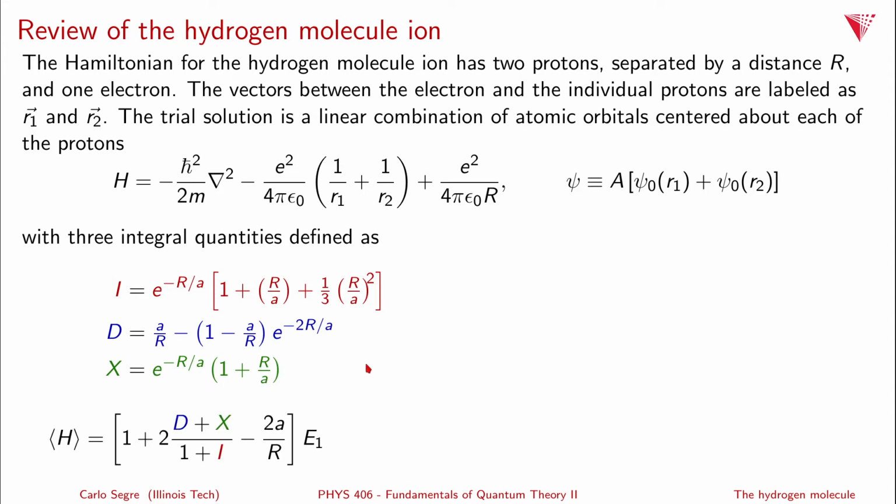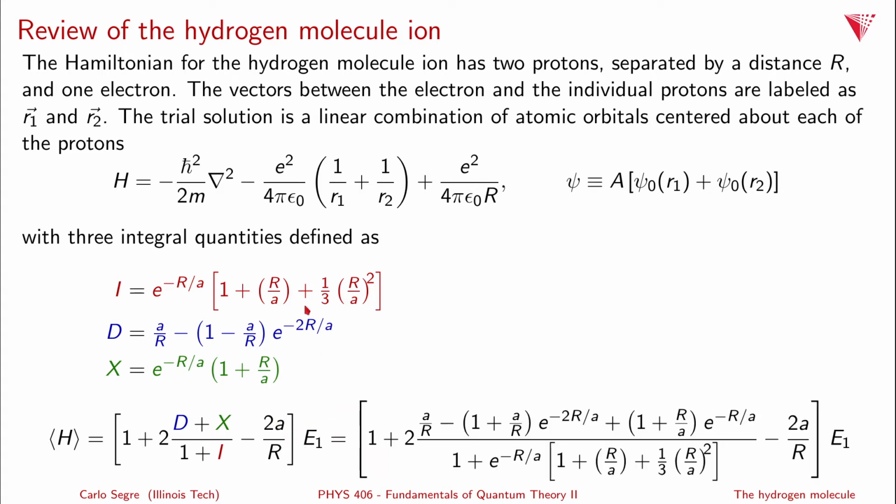The total expectation value of the Hamiltonian was then given in terms of these three integrals as 1 plus 2 times the direct integral plus the exchange integral divided by 1 plus the overlap integral, minus 2a over capital R, which is the term from the proton-proton repulsion, all times the energy of a hydrogen atom.